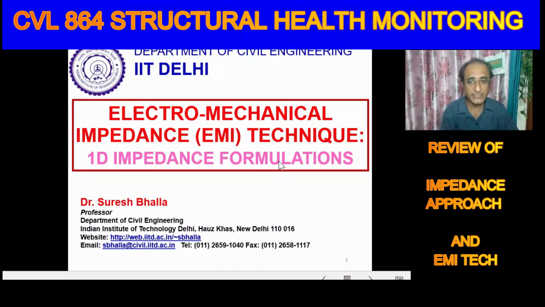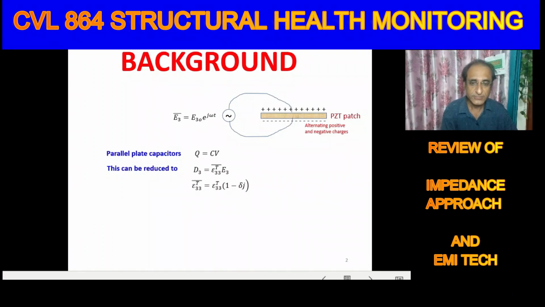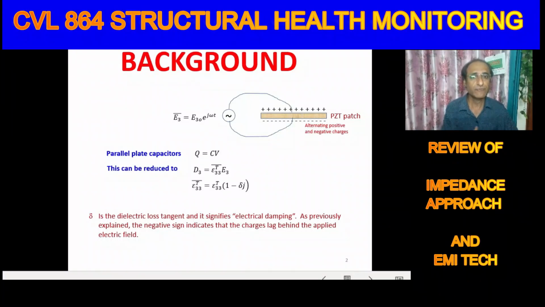So in the previous lecture we completed the complete 1D formulation of the EMI technique, the relationship between the admittance, electrical impedance and the mechanical and other electrical parameters of the PZT patch. So when we say mechanical and other electrical parameters, we mean that we are taking into account the mechanical impedance of the whole structure also.